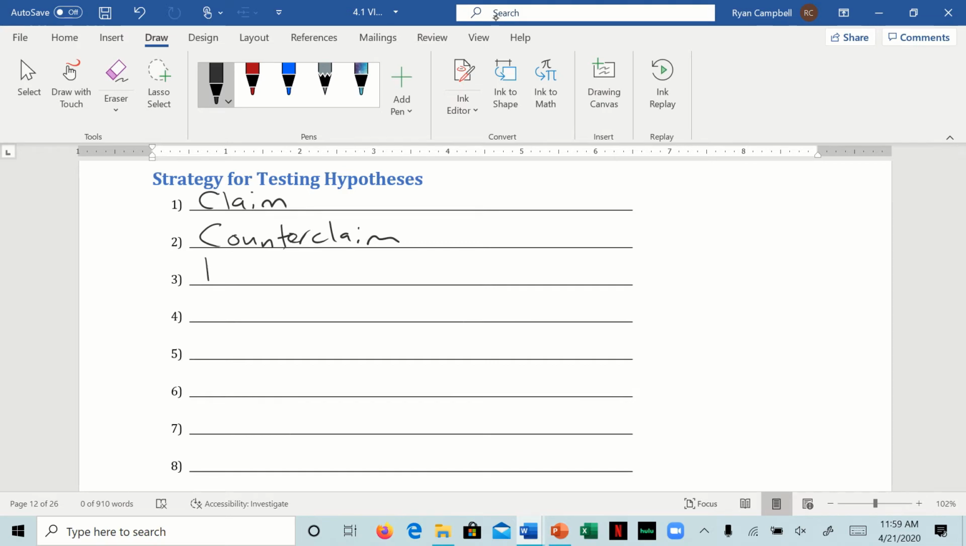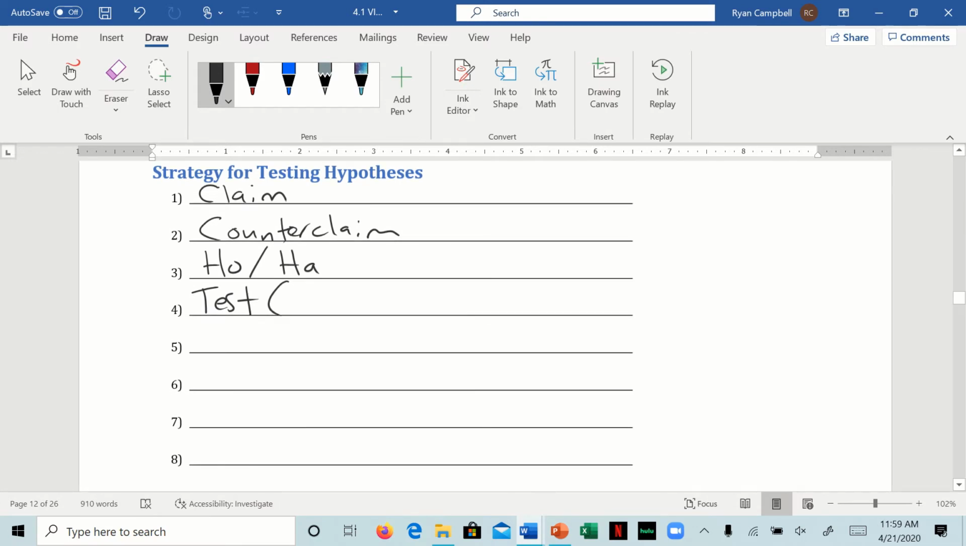Step 3, H0 and HA. Step 4, what tests do we do? And so we have 3 tests now. So the first test was one prop z-test. When do we use one prop z-test? When we are testing a proportion. We have t-test. This is going to be testing a mean.